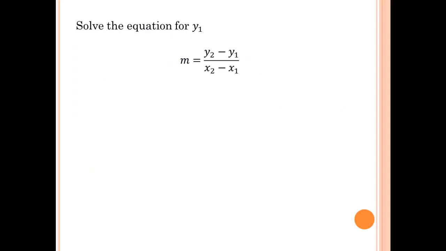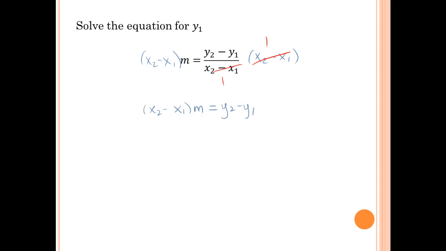We want to solve the equation for y1. We will start by clearing the fractions. To do this, we should multiply both sides of the equation by x2 minus x1. Notice that on the right-hand side, the denominator cancels. So our equation looks like this.